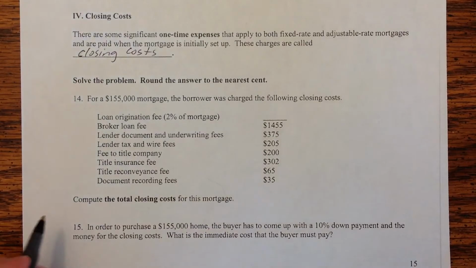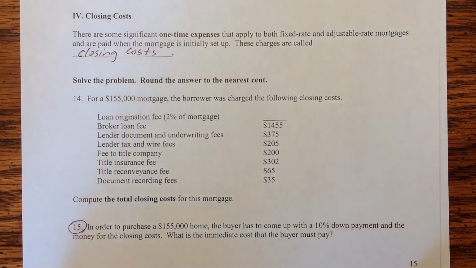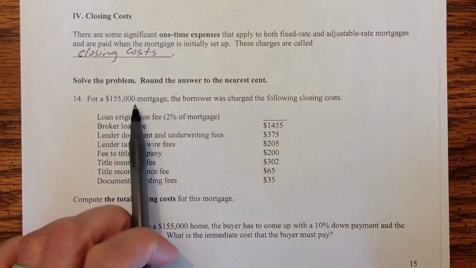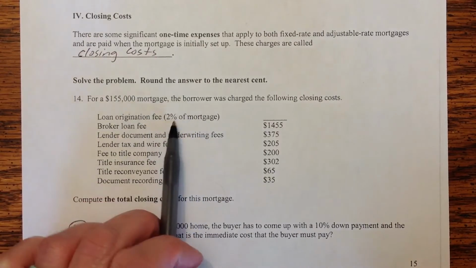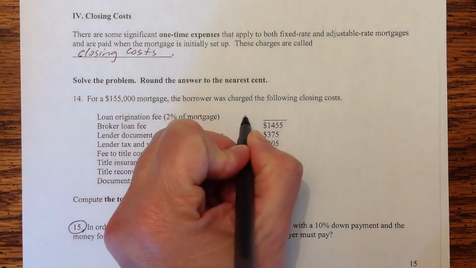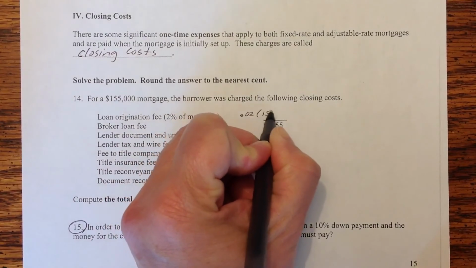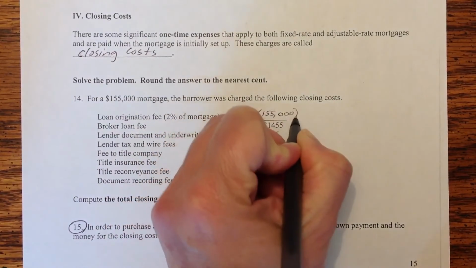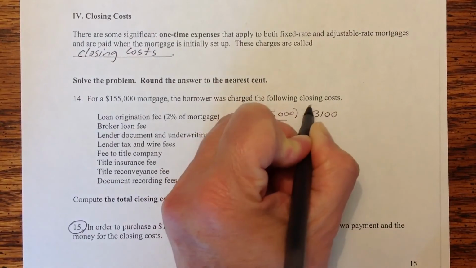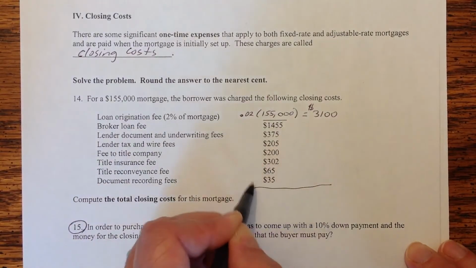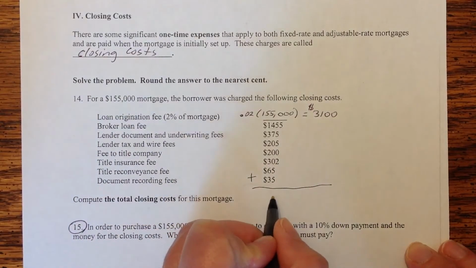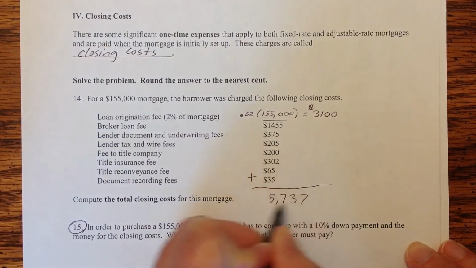Now we really kind of need to do 15 first before we do 14, right? Or, well, we could do them this way, right? So 2% of the mortgage is 2% of 155,000. So you take 0.02 times 155,000 and you get 3,100. So there's going to be a $3,100 fee for the origination of this loan. Now all of these fees get added together for $5,737.